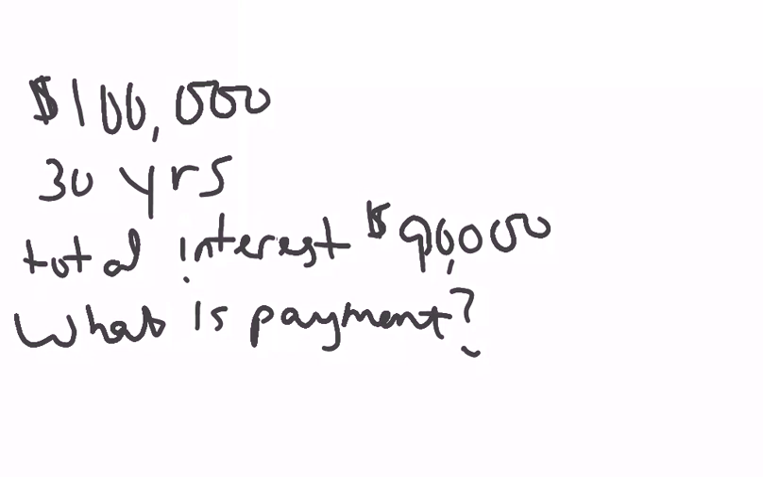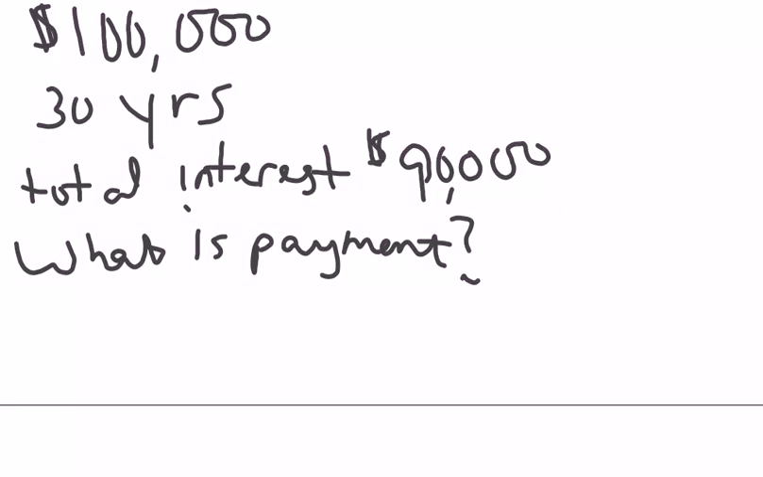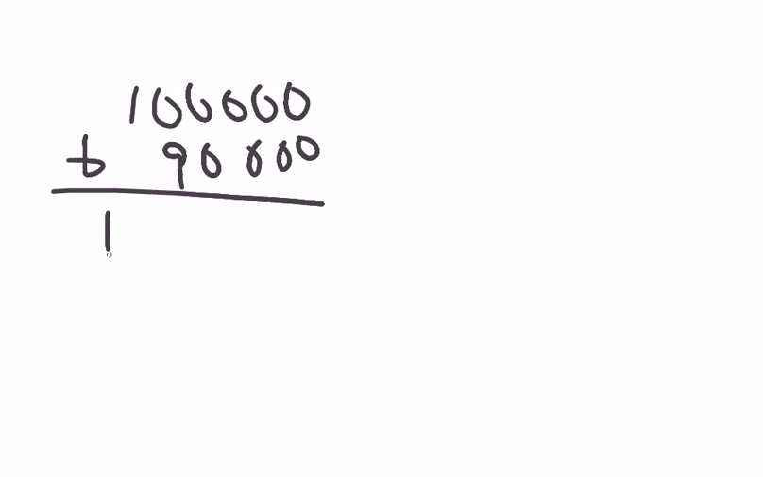So in this case, we need to know how much was paid total. So our first thing is we need to take the $100,000 and add the $90,000 paid in interest. So the total amount was $190,000 that was paid for this mortgage.